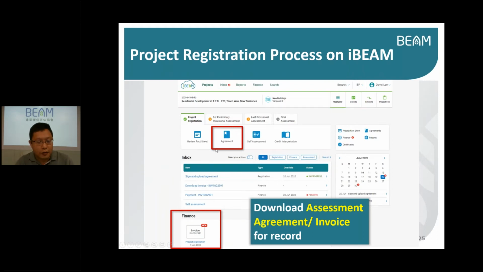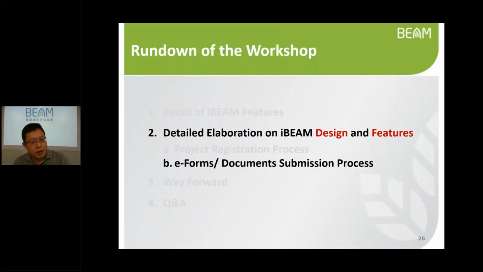Once it's done, you download the agreement. We have a computer that will generate the agreement automatically. You can click the button and download it, have your authorized person sign it, and send us a hard copy just for our record keeping, and then you can proceed with your assessment. Okay, so that was the project registration process.